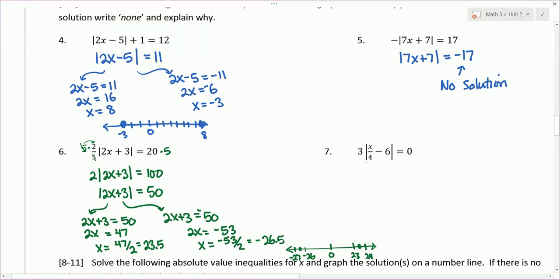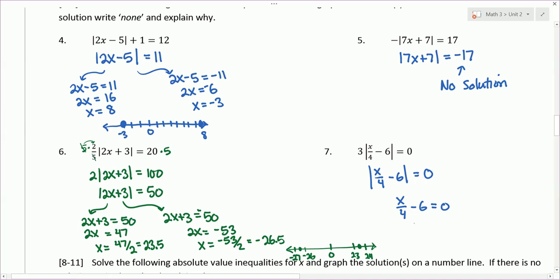For number 7, I'm going to start by dividing both sides by 3, and you get the absolute value of x over 4 minus 6 is equal to 0 divided by 3, which is still 0. So that tells us that x over 4 minus 6 is equal to 0. That's what we have to take the absolute value of to get 0. That's the only possibility. When you have an absolute value equal to 0, that's the only time you're going to only have one equation to work with.